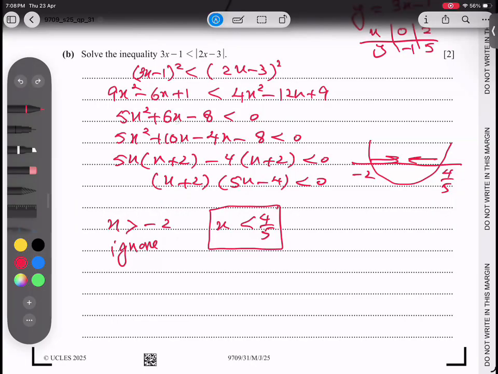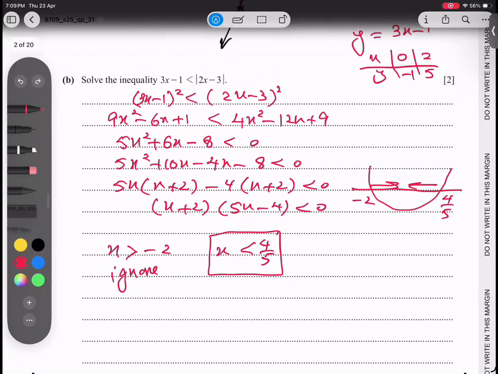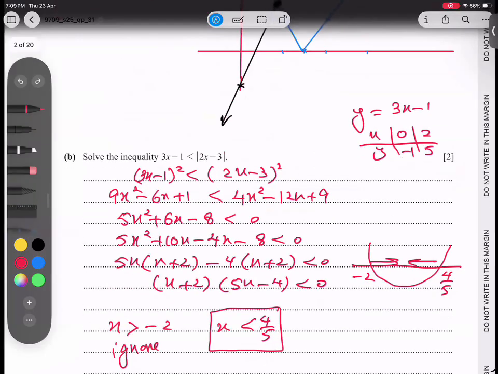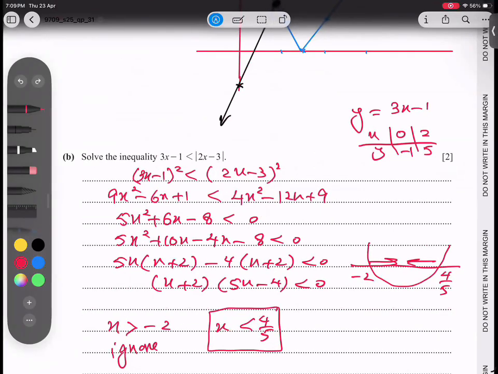So this is a way, if the diagram is not given. But now it's a very clear approach. Diagram is given, so I have just utilized the diagram to check my answer. So I hope the concept of the first question is completely clear.